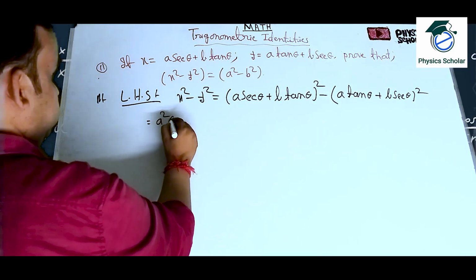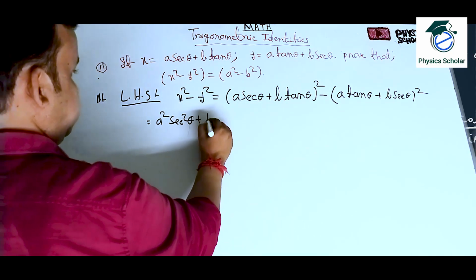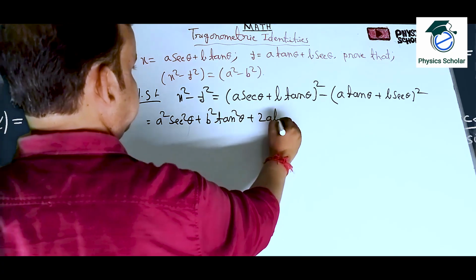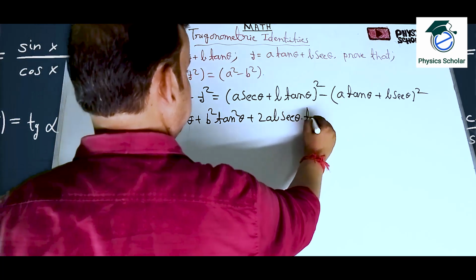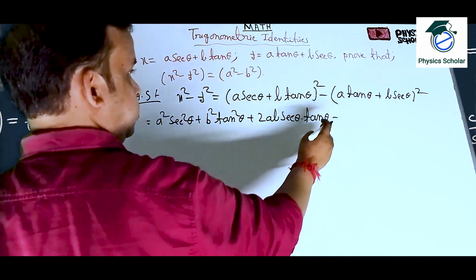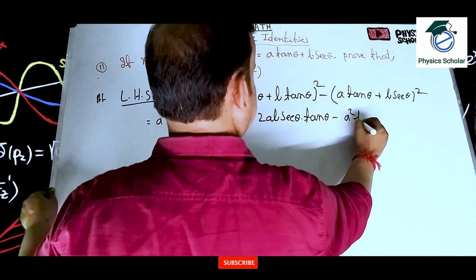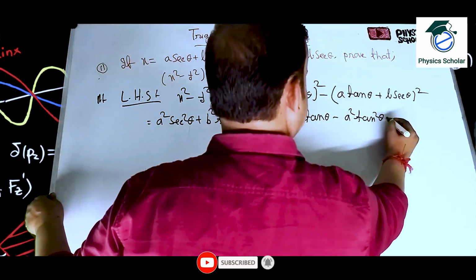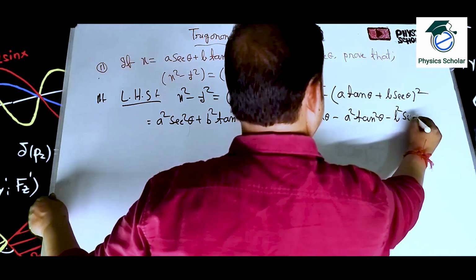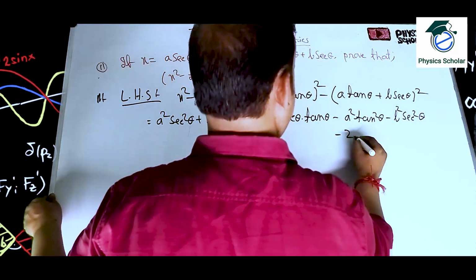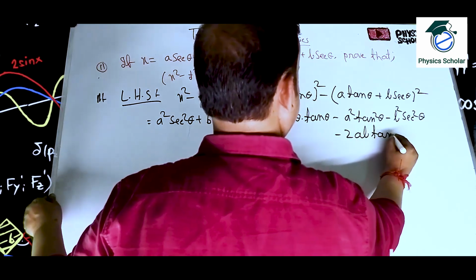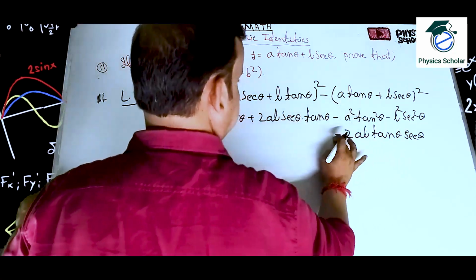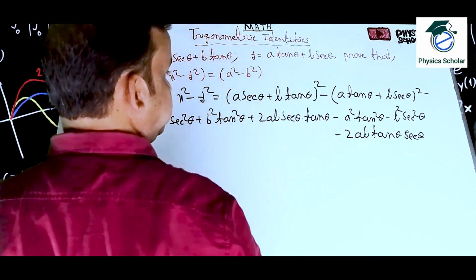So formula: a square plus b square plus 2ab sec theta into tan theta. Clear? Minus, what is the plus b whole square? A square, it will be what? Minus, because minus is at the beginning, minus b square minus 2ab sec theta tan theta. See, the sign will be changed. Why? Because the minus is there at the beginning.